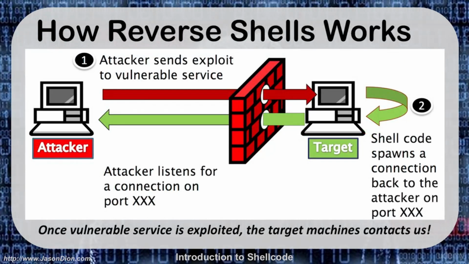Now, let's talk about how a reverse shell works on the other hand. So a reverse shell is still going to send that exploit to the service. But when it gets to that target, the shell code itself spawns a connection and calls back to the attacker. You're going to see that in our lab. We're going to set up a listening port on our Kali Linux machine so that when we attack the Windows machine, it will call back to our Linux machine and say, hey, I'm ready to talk to you.